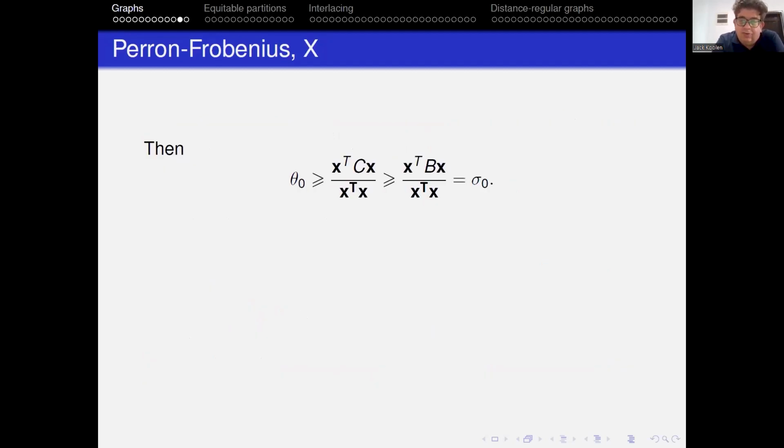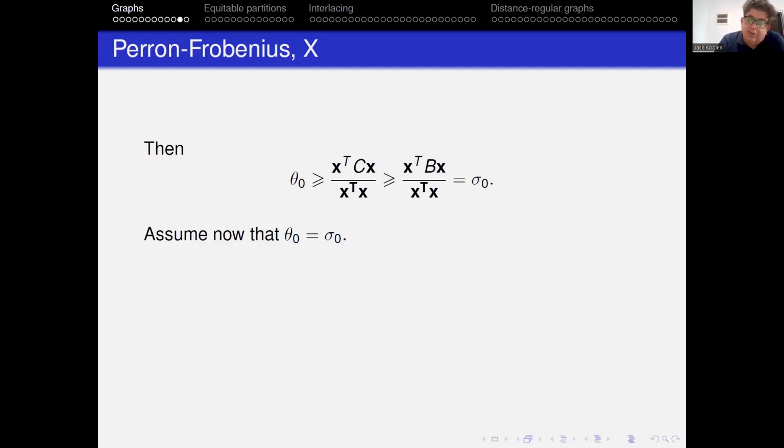So then we use these Rayleigh inequalities. We know that theta 0 must be greater or equal to x transpose C x over x transpose x. And that is clearly greater or equal to x transpose B x over x transpose x, and that is sigma 0. So we get that theta 0 is greater or equal to sigma 0. That is easy. But now we want to show that if theta 0 is equal to sigma 0, then B has to be equal to C.